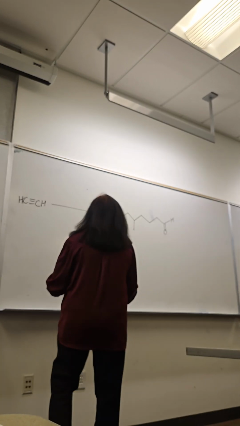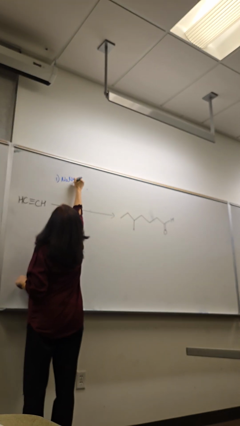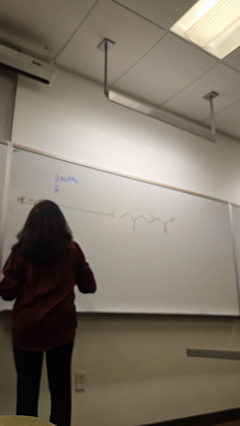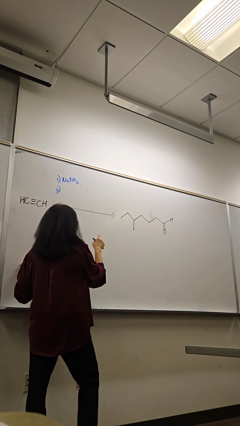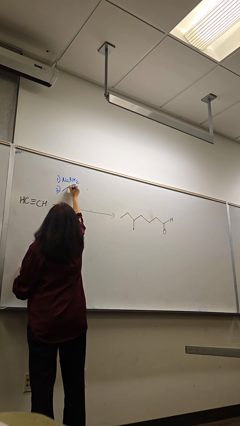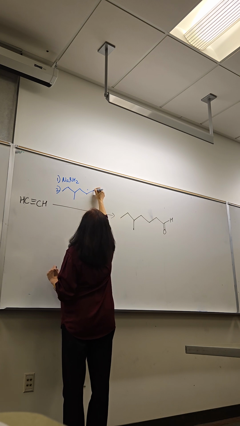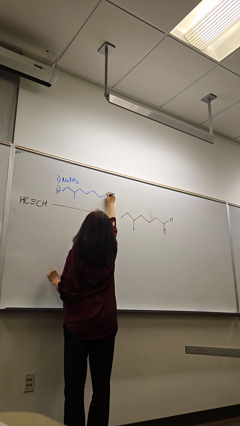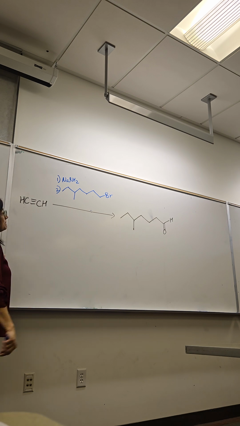So if you're going to do that, sodium iodide, what will you use for step 2? Lots of carbons. Yeah. 1, 2, 3, 4, 5, 6, 7 with a leaving group, right? Yes. Okay, then do what?